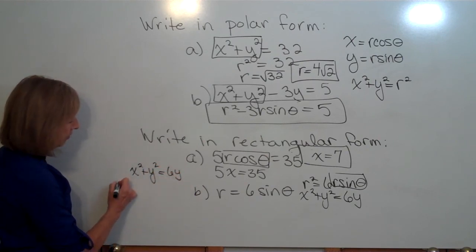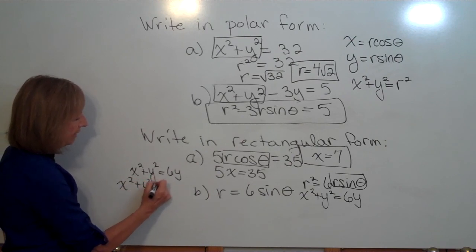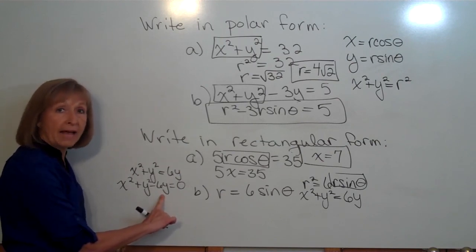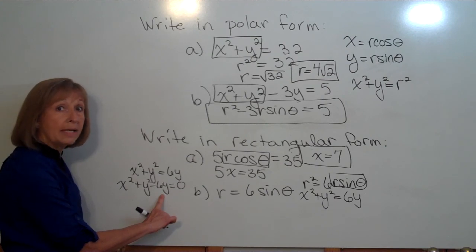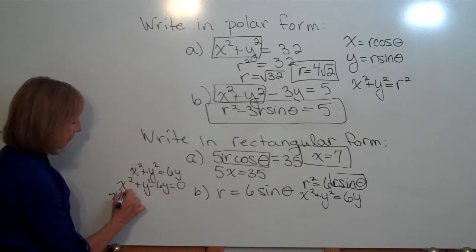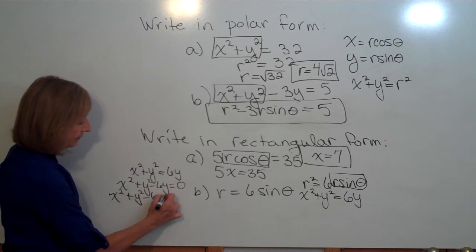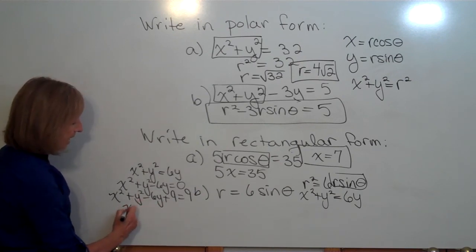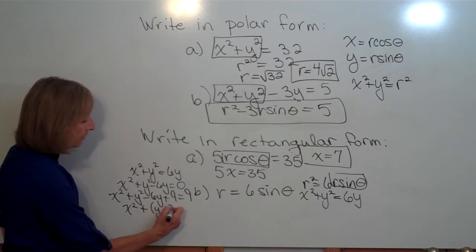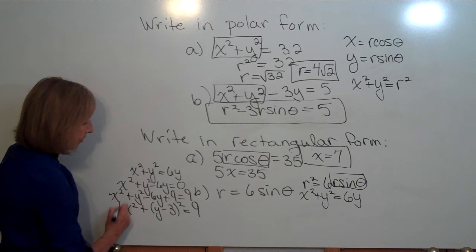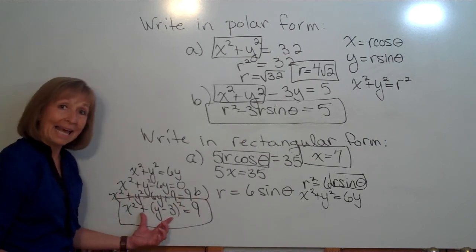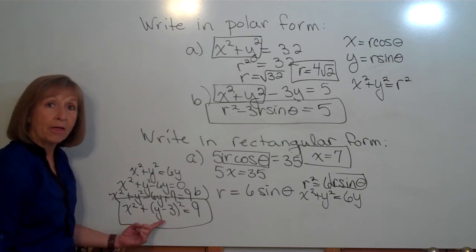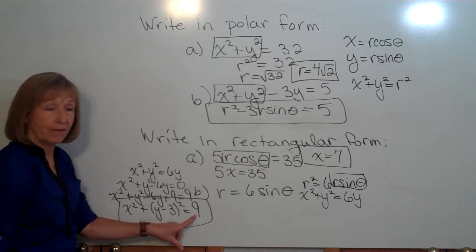I can subtract the 6y over. I have x squared plus y squared minus 6y is equal to 0. I can complete the square on the y's. So 1/2 of -6 is -3. -3 quantity squared is 9. So we'll add a 9 to both sides. Factor your perfect square trinomial, and we get x squared plus the quantity y minus 3 squared is equal to 9. So I see that the equation that I get in rectangular form is a circle, and it's centered at (0, 3) with a radius of 3.